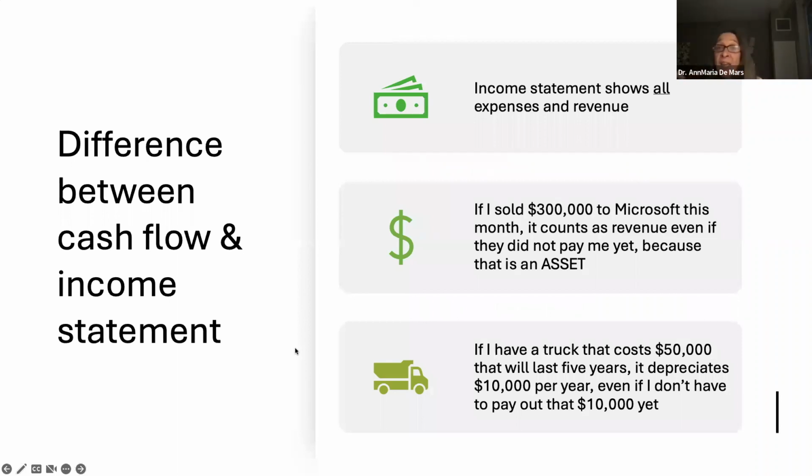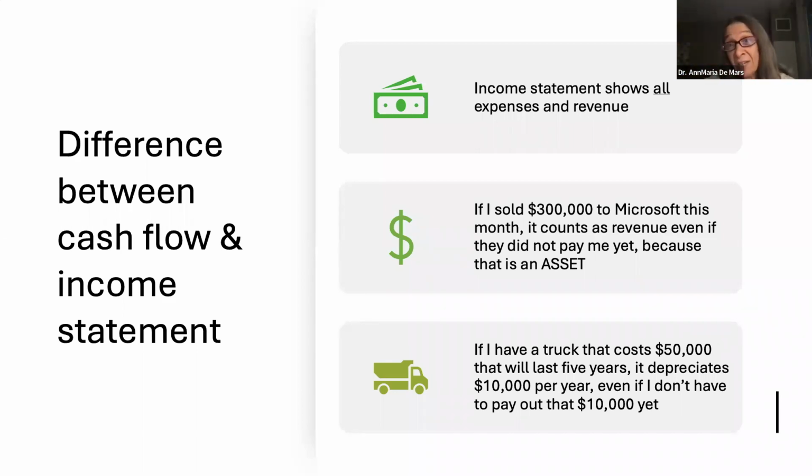Now, the difference between cash flow and income is that the income statement shows all of your expenses and revenues. Both of those are important. You need to have both. So if I sold $300,000 to Microsoft this month, it counts as revenue because I had a sale of $300,000, even if they didn't pay me yet, because that sale to them is an asset. A lot of times your cash flow and your revenue are not going to match up exactly. With a lot of these bigger companies, they have a 60 or 90-day net.